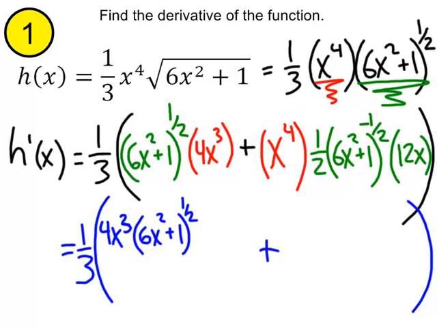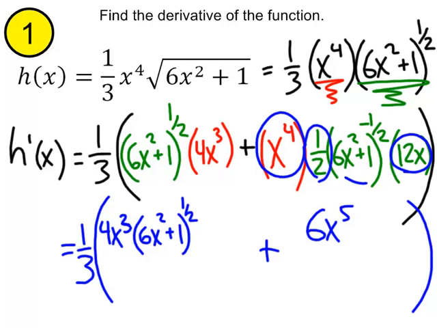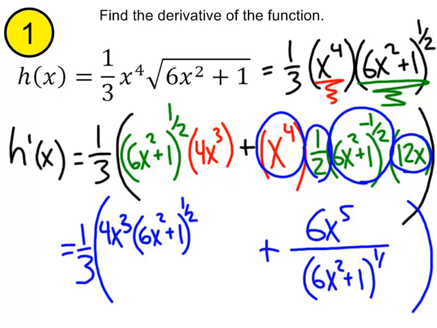Let's see what we got there. We've got 12x times a 1/2. That's going to give me 6x, right? And then 6x times x to the 4th will give me 6x to the 5th. 6x to the 5th, and that's all over 6x squared plus 1 to the 1/2 power. Again, take that negative exponent and move it down below as 6x squared plus 1 to the 1/2 power. Okay, again, pause, make sure you agree with all of that before proceeding.